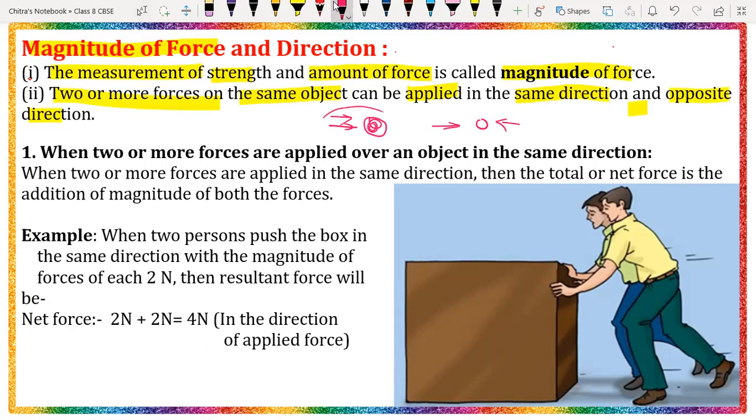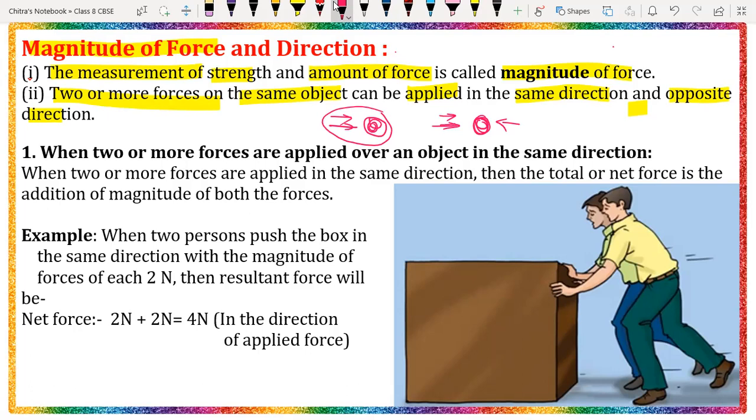So in the first case, the force is applied by two persons on the same object in the same direction, but in the second condition, one force is in this direction and another in the opposite direction. On that basis, we will have to understand what the effect of the force will be if we are applying it from the same side.